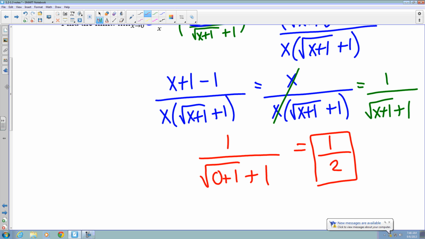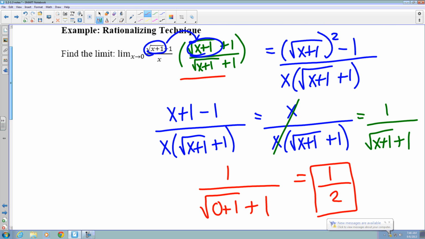Okay, so making sure that we understand that rationalizing technique, this is the key. Multiplying by that conjugate term is going to get us somewhere good.